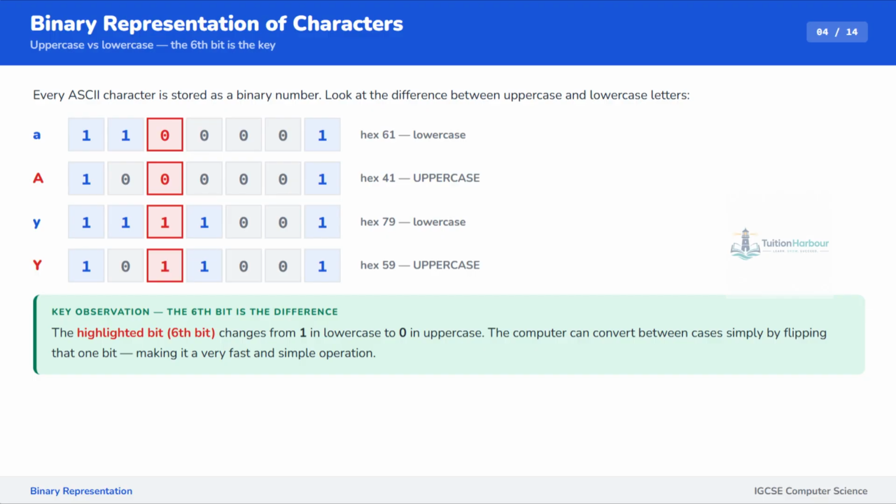Every ASCII character is stored in binary. Look at lowercase a. Its binary code is 1100001. Now look at uppercase A. Its binary code is 1000001. The only difference is the sixth bit. In lowercase, it is 1. In uppercase, it is 0. The computer can convert between upper and lowercase simply by flipping that one bit.